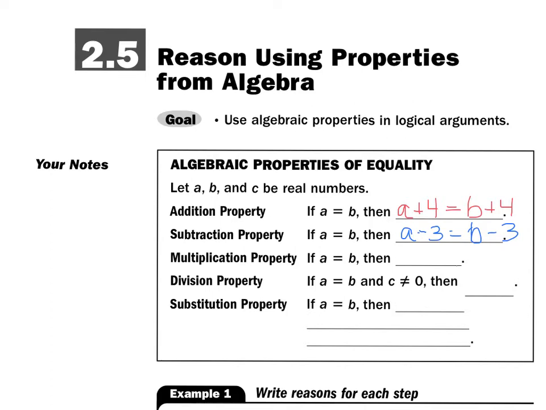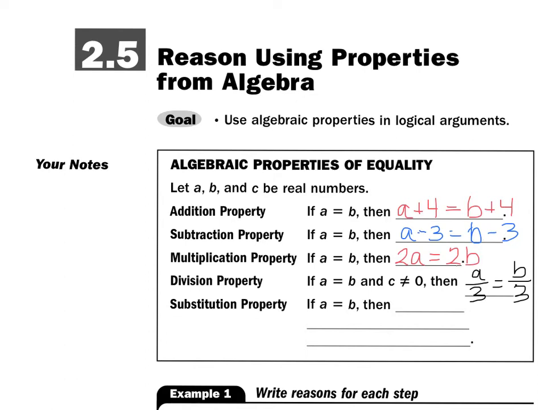Okay, when we multiply one side and the other. So if we're going to multiply 2 times A, then we're going to have to also do it to the other side. And division, when we're going to divide one side by a value, then we have to divide the other side.